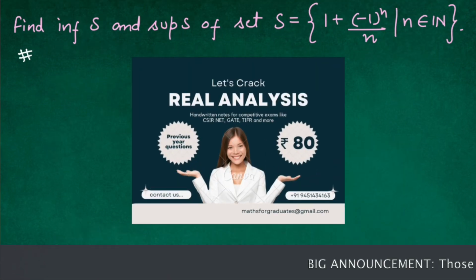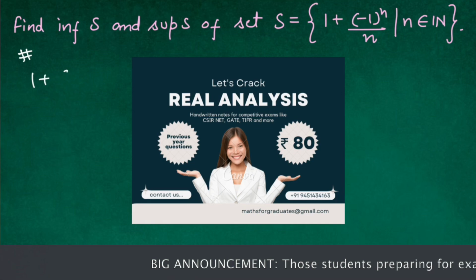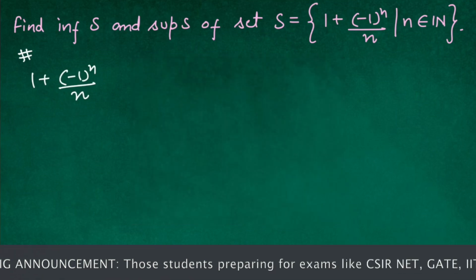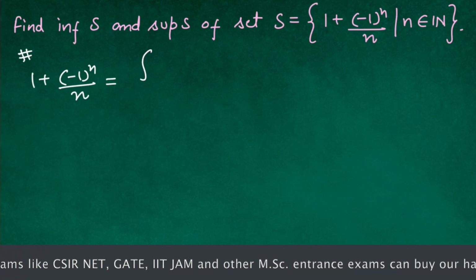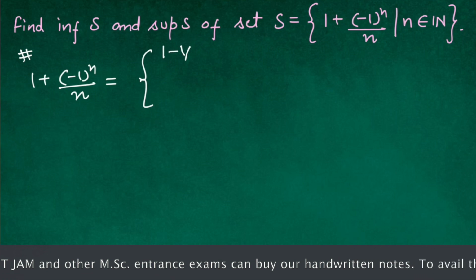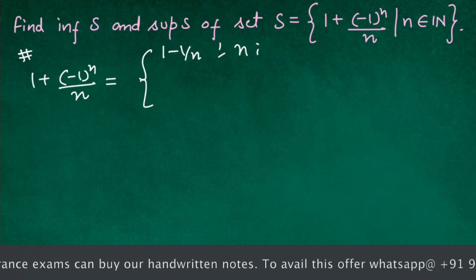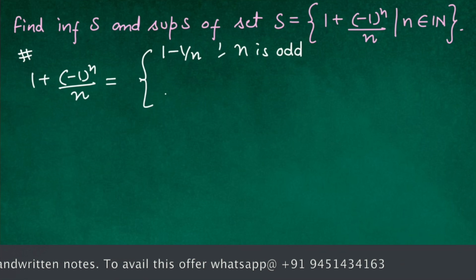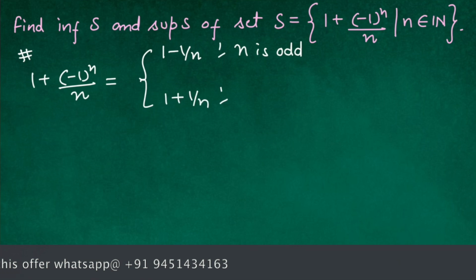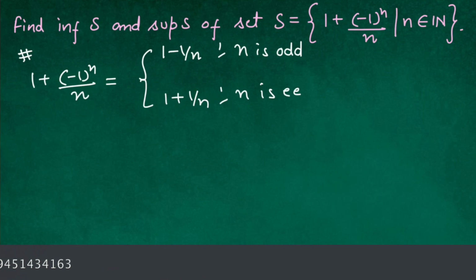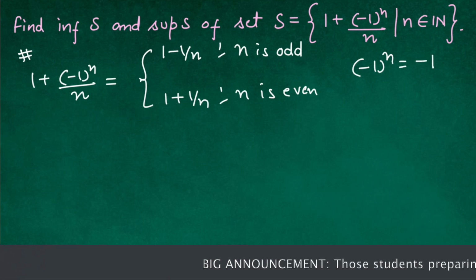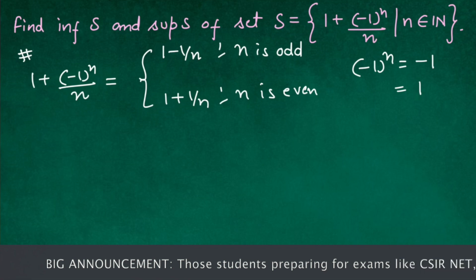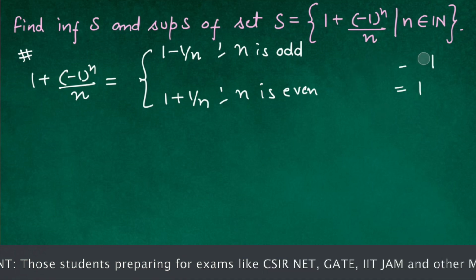So in set S, elements are of type 1 plus minus 1 raised to power n over n. Here n is some natural number. So we can write this as 1 minus 1 over n when n is odd, and 1 plus 1 over n when n is even. Why? Because we know that minus 1 raised to power n is minus 1 when n is odd, and it is 1 when n is even.